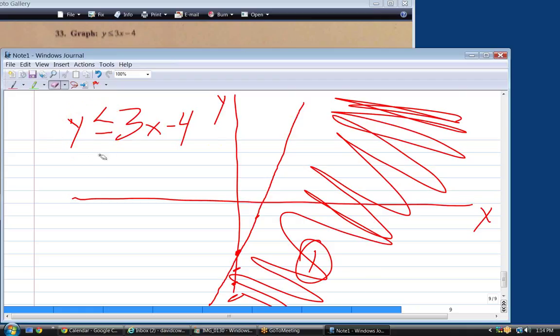Now, this line isn't always a solid line. If the problem was that y is merely less than 3x minus 4, then I would make this a dotted line. But it doesn't affect the shading. The shading would still be done the same way. Always look to the y-axis to figure out which side to shade.